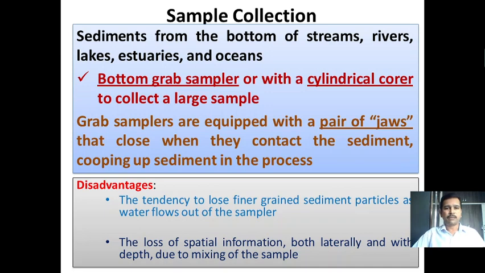So how to collect the sample? Let me take an example. If I am aiming to collect a sediment from the bottom of a stream or river or lake or estuary or ocean or a sea, whatever it is, my aim is to collect a sediment. So sediments will be present at the bottom of the river, bottom of the lake or bottom of the estuaries or ocean. So how to obtain the sample?